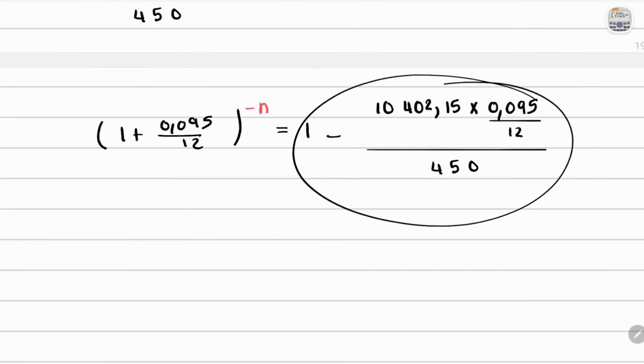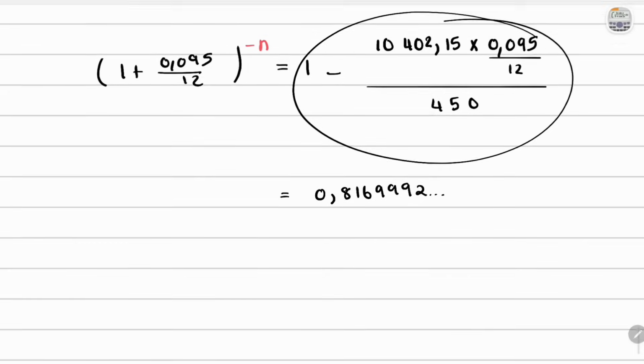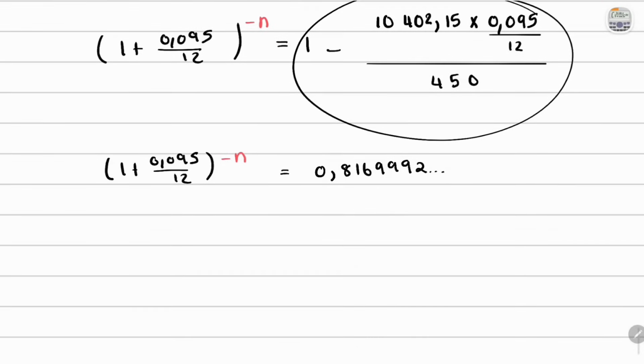So you can put that on the calculator and find out what that gives you. And all of that gives us this, which we will not round off yet. So it's 0.816992, and that continues. And for this one, we can just leave it like this. That's fine. So it's 1 plus 0.095 over 12 raised to the power of negative n. Now we're at the point where we can actually find the exponent using log.